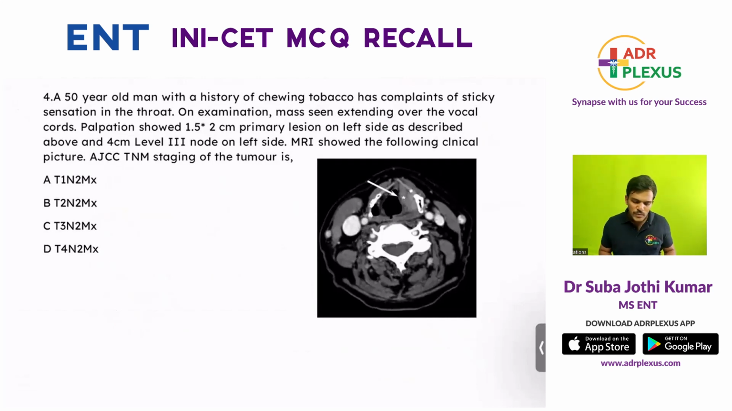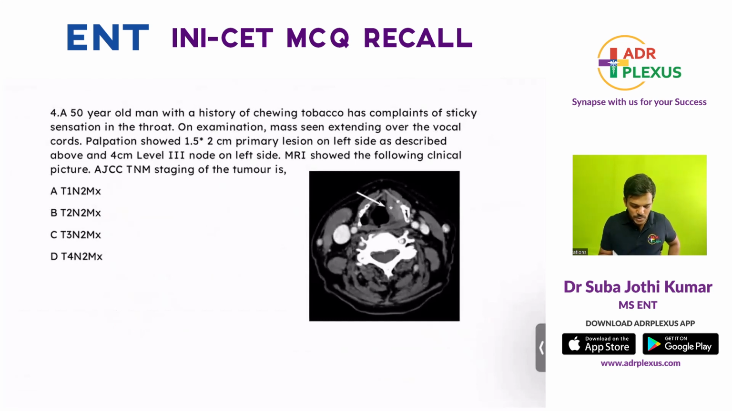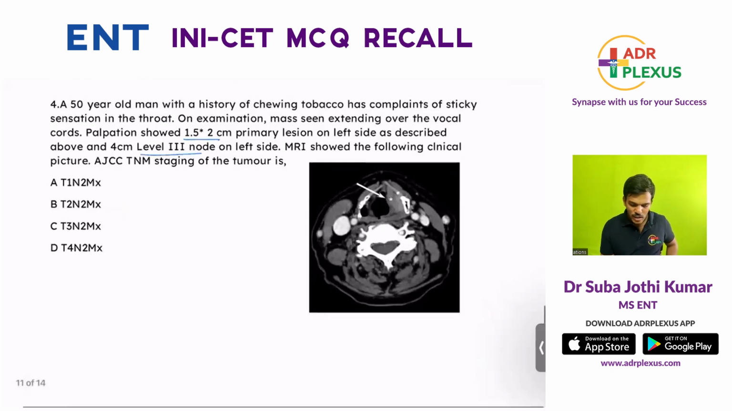A 50-year-old man with a history of chewing tobacco has complaints of sticky sensation in the throat. On examination, mass seen extending over the vocal cords. Palpation showed 1.5 into 2 cm primary lesion on the left side as described above, and 4 cm level 3 node on the left side. So basically, the nodal staging is given in the form of this description.